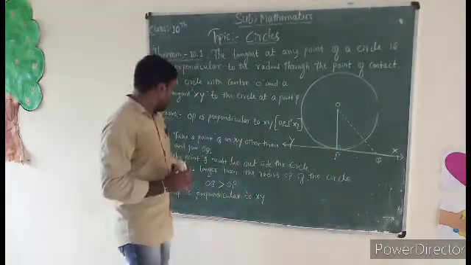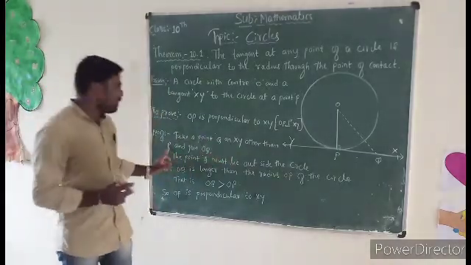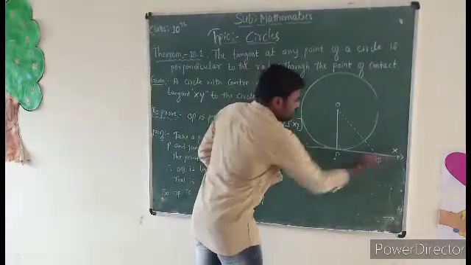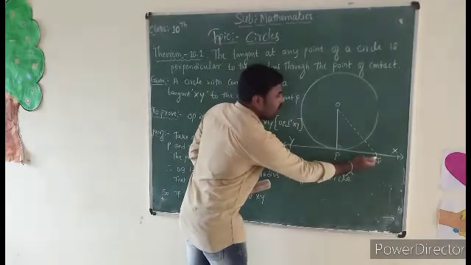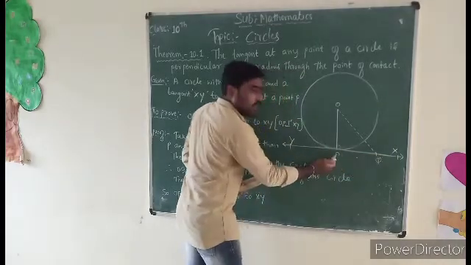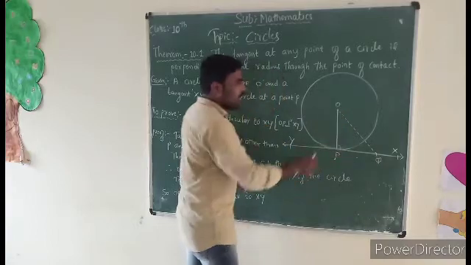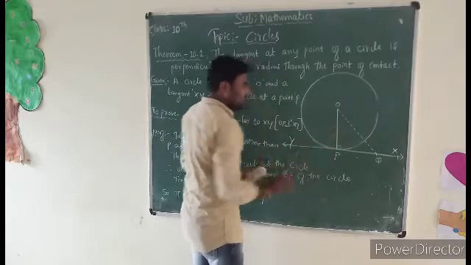So here, student, see the proof. Take a point Q on XY other than P, and join OQ. You take XY as the tangent and you take P. This is Q, a point on XY other than P. Then join OQ, and you will get a triangle, a right angle triangle.